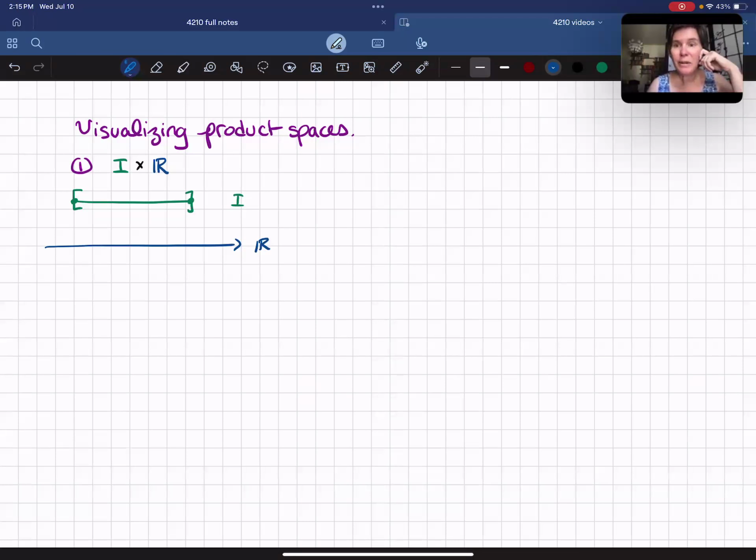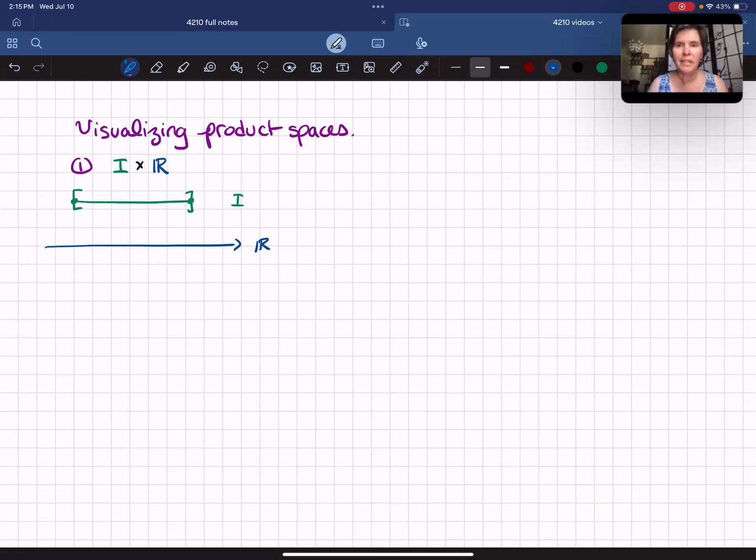Hi, this is Bear Givens, and in this video, I want to talk a little bit about how to intuitively visualize some of the product spaces that we study in topology classes. So this video is going to be more about how to take two spaces and then take their cross product and come up with different ways to picture them.